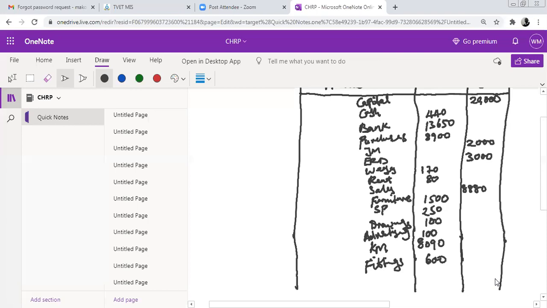And also it looks like it is balancing. The total is 33,880. Yes, correct. Then we have done a good job. So that is how it's supposed to be. Once you have recorded your entries correctly and you have extracted the balances correctly, your trial balance needs to balance.